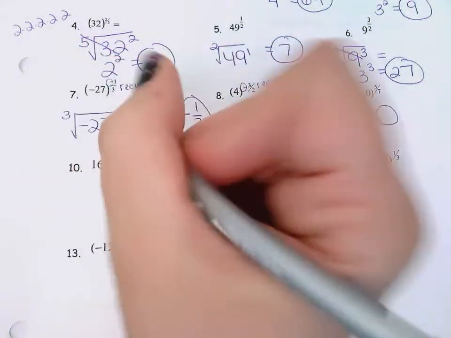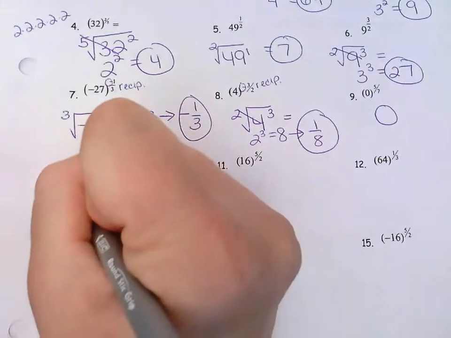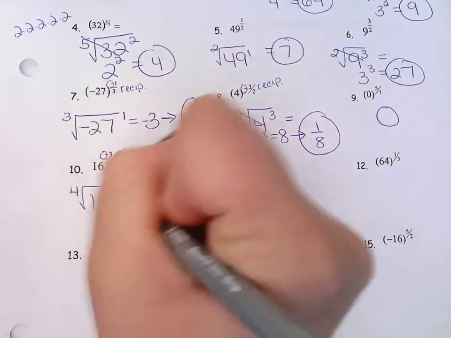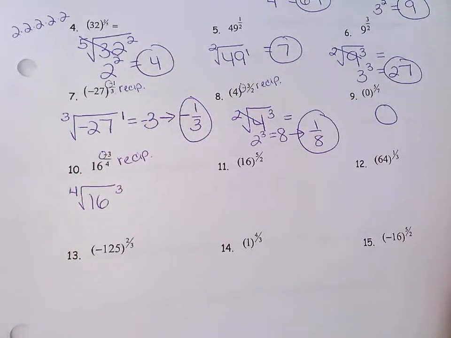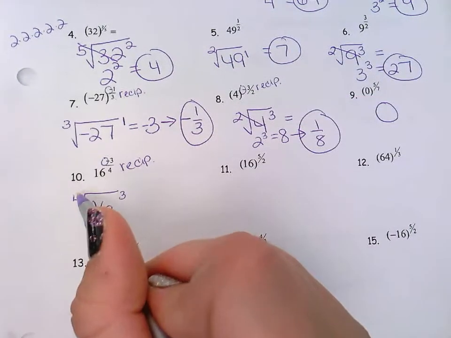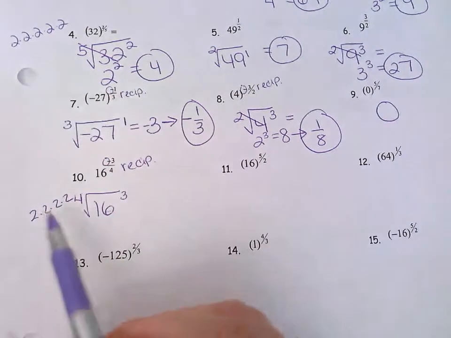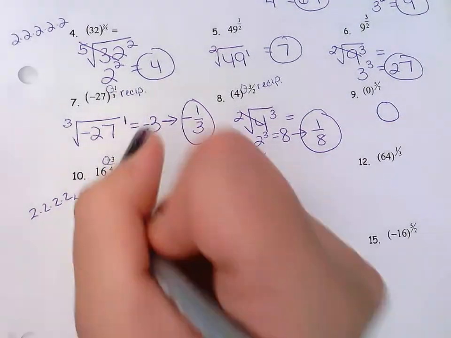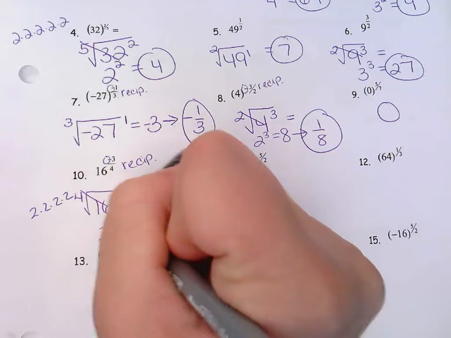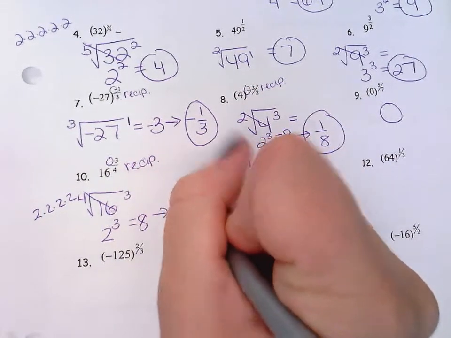So let's see, this negative sign means I'm taking the reciprocal. So the 4th root of 16, and then I'm cubing it. So 4th root: what number times itself 4 times is going to give me 16? Well, that's 2. 2 times 2 times 2 times 2 is 16. And then I'm cubing that and I get 8. And I'm going to take the reciprocal at the end and make my answer 1/8.